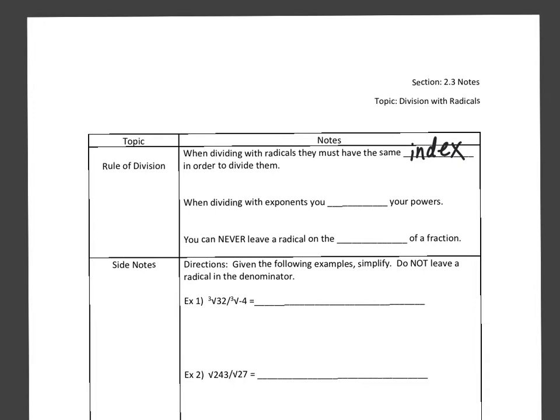When dividing exponents, anybody know what we do with the powers? Subtract them, right? When we multiply, we add them, so it makes sense that when we divide, we would subtract. You can never leave a radical on the bottom of a fraction. We'll talk about what that means here in a second.